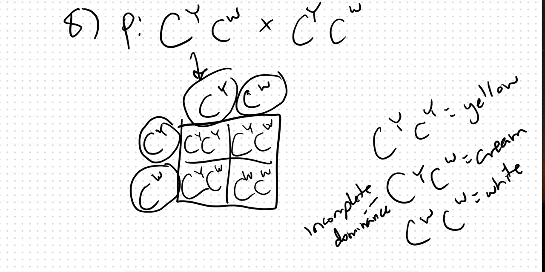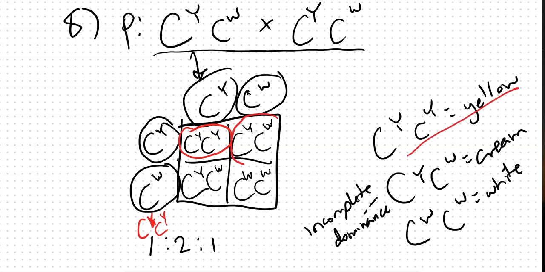So, this is a monohybrid cross, but because it's incomplete dominance, we know the ratio is going to be 1 to 2 to 1. It ends up being 1 to 2 to 1, and we cover this in lecture. This 1 fourth is going to be yellow. The 2 fourths are going to be these two, which are going to be cream, and then the 1/4 is going to be this one, which is going to be white.